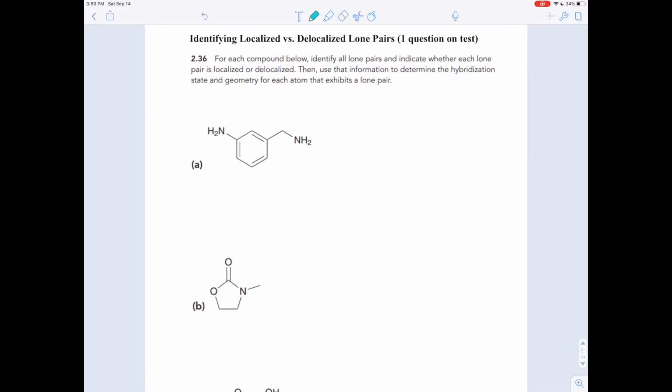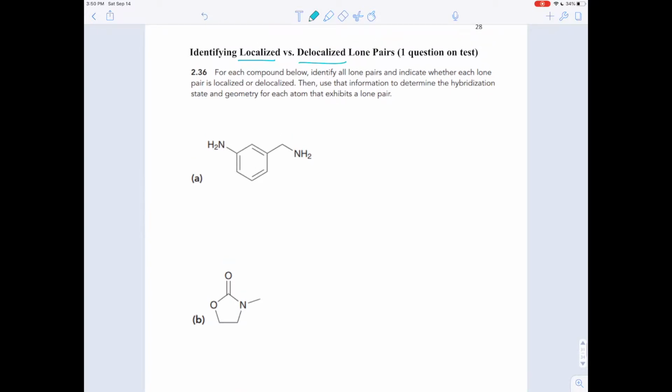Exercise 236 is about localized and delocalized lone pairs. Localized lone pairs are lone pairs that are stuck in one location. And delocalized lone pairs are lone pairs that are spread out over more than one atomic location. So they're on more than one atom.